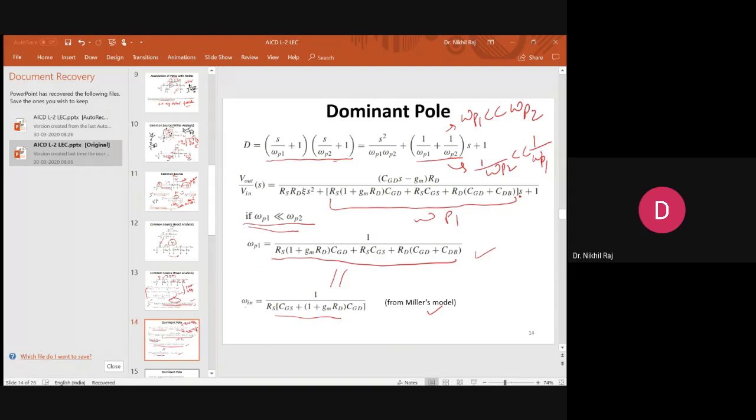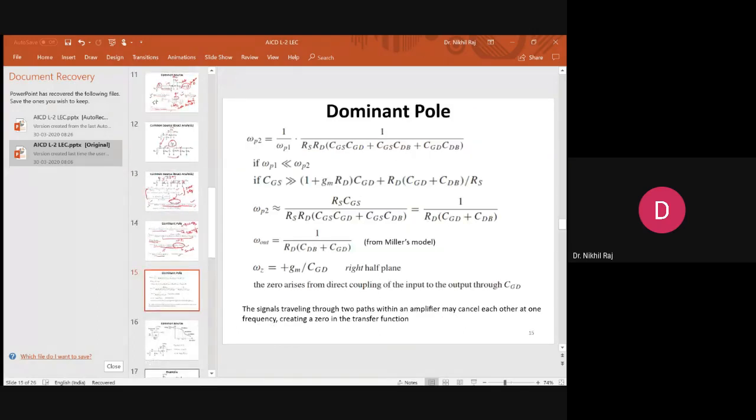So where is the difference coming from? The difference is this particular part, which is very small compared to the remaining part. If we compare the exact with the Miller, almost a similar result will come, with a small deviation of the additional factor of Rd into Cgd plus Cdb. In most calculations this is neglected, because drain to bulk is very small, and Cgd also being small, the overall product is less compared to the gain, G1 plus gm Rd.